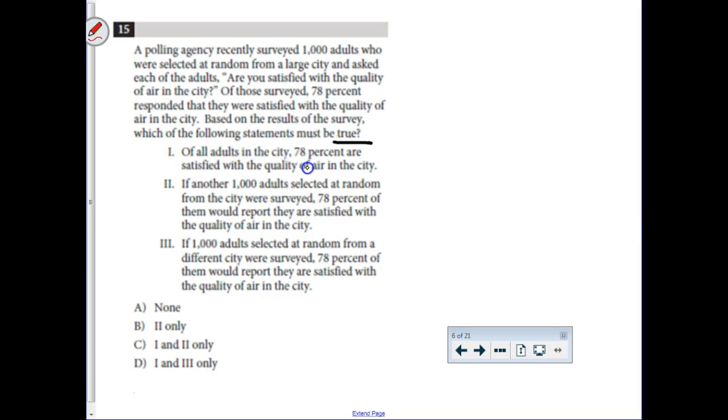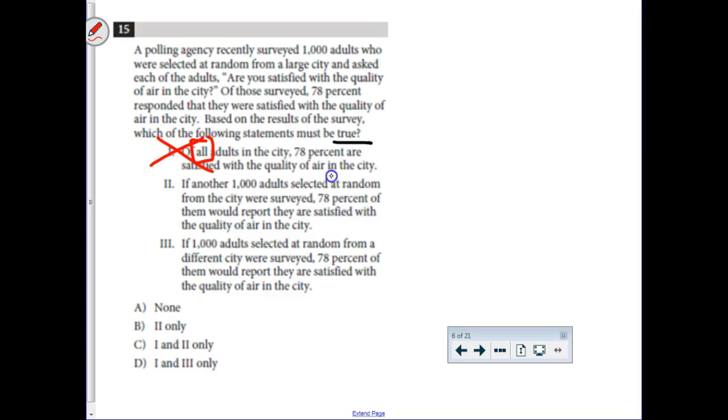Of all adults in the city, 78% are satisfied with the quality of air. Do you feel like that is true, false, or you're not sure and can't commit? I see a lot of shoulder shrugs, and I see some no's. Like me, I'm very hesitant to cross anything out on a test like this. So I'd probably put a question mark on all of them, and then I'd go back and reread them again. This one's a definite no-no. Do you know what word here makes it a definite no-no? The word all. Anytime they overgeneralize with the word all, it's a no-go. You cannot ever say all in probability land.